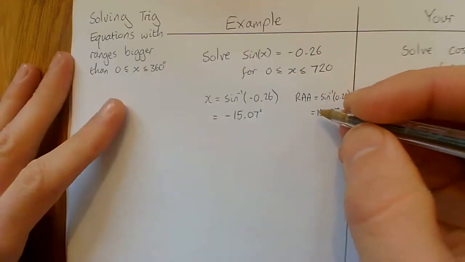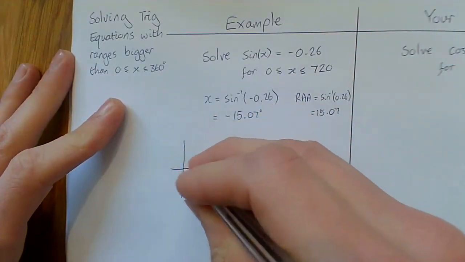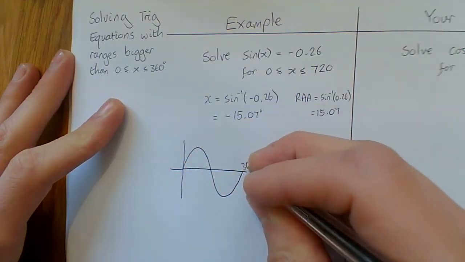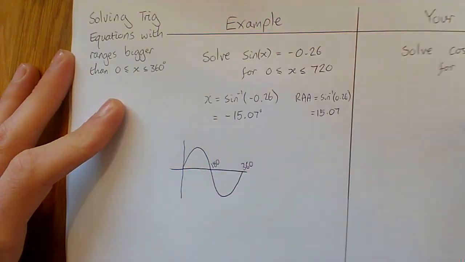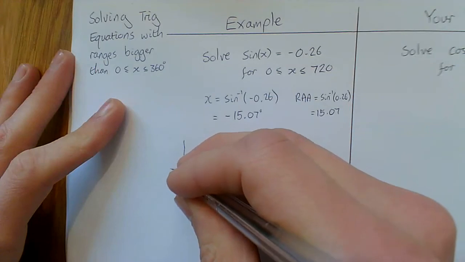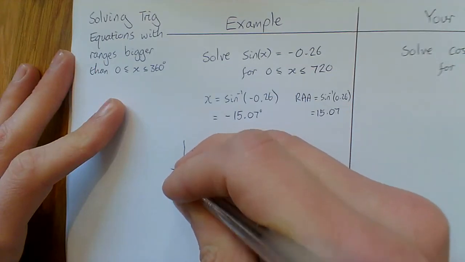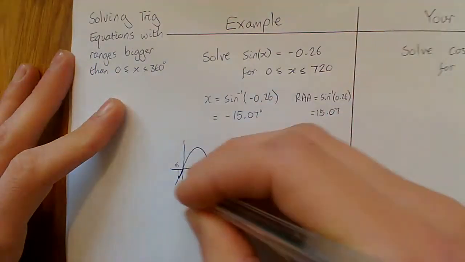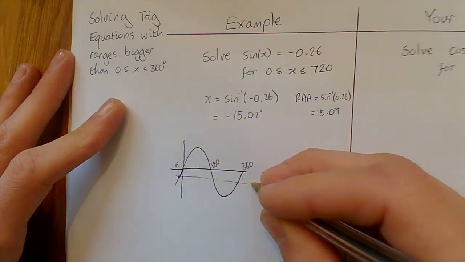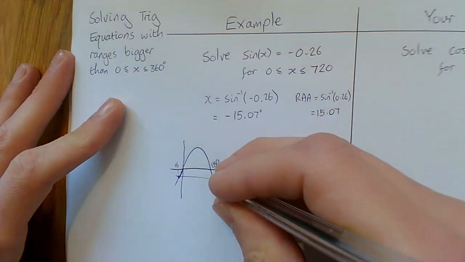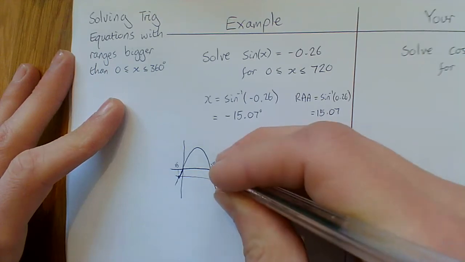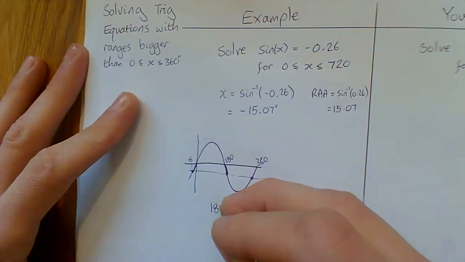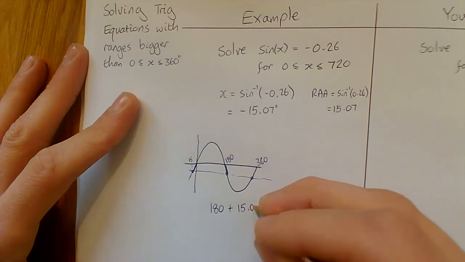I'm going to work through the graph method first. Graph looks like that. Here's 360, here's 180. The first angle that our calculator turned out was minus 15.07. That's over here by 15 and a bit degrees. Where else do we get that height? We get height here and we get one here. Well, this is 180 plus that little section. So we're going to get another value at 180 plus 15.07.